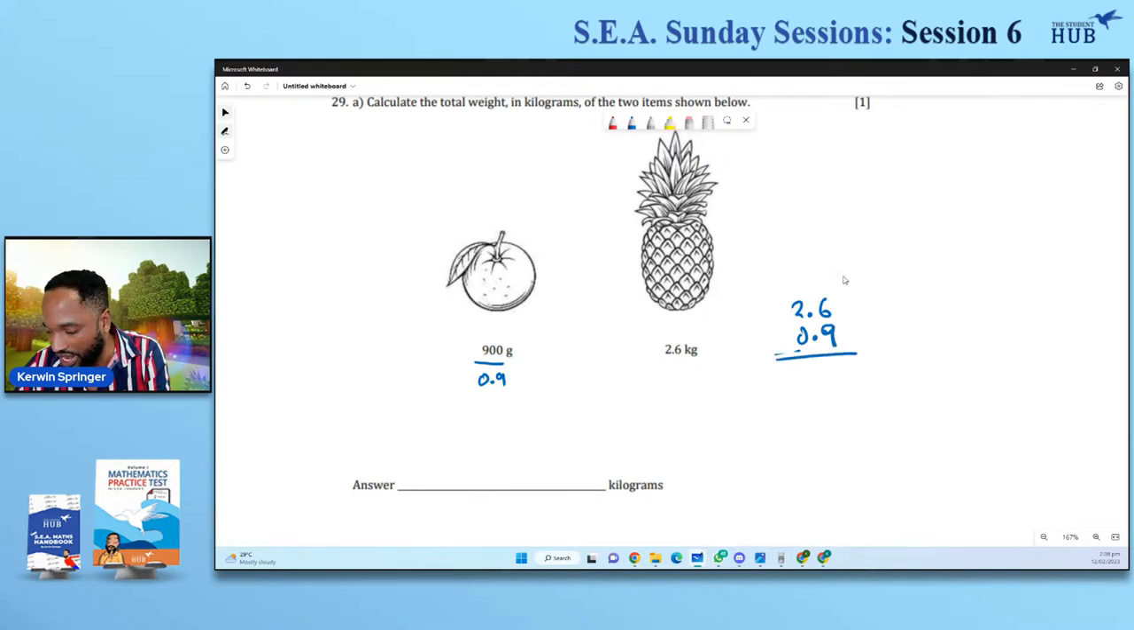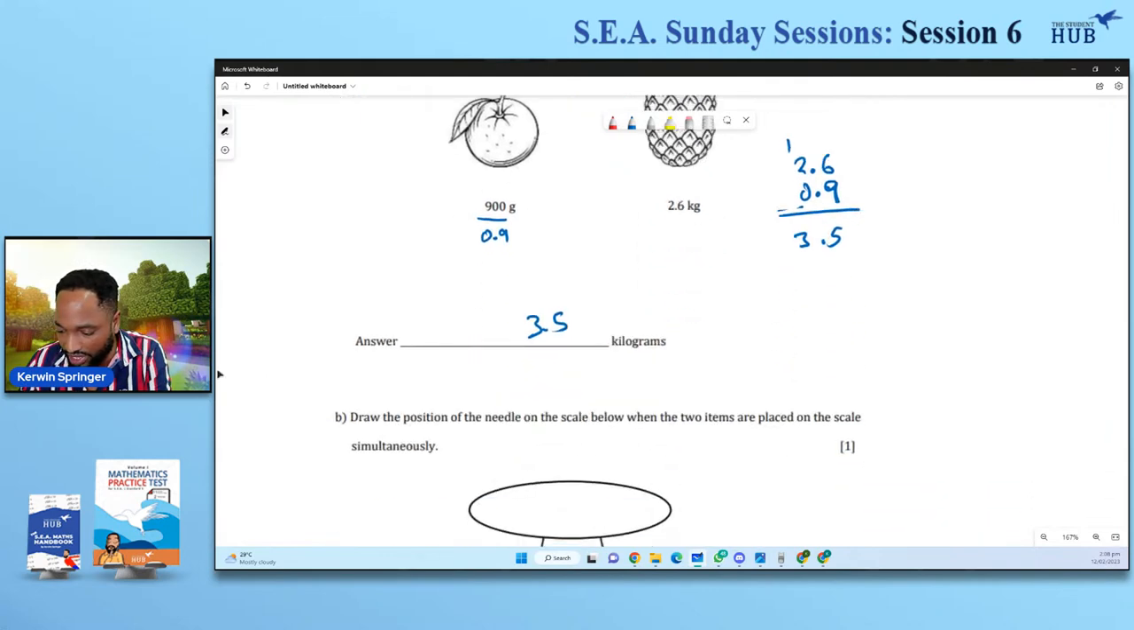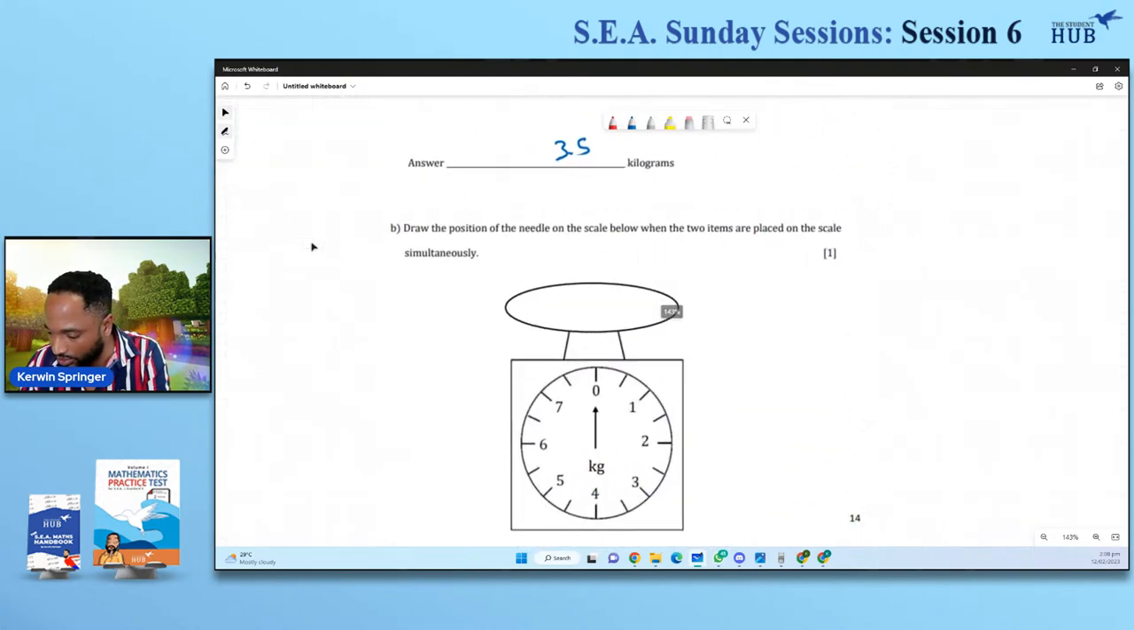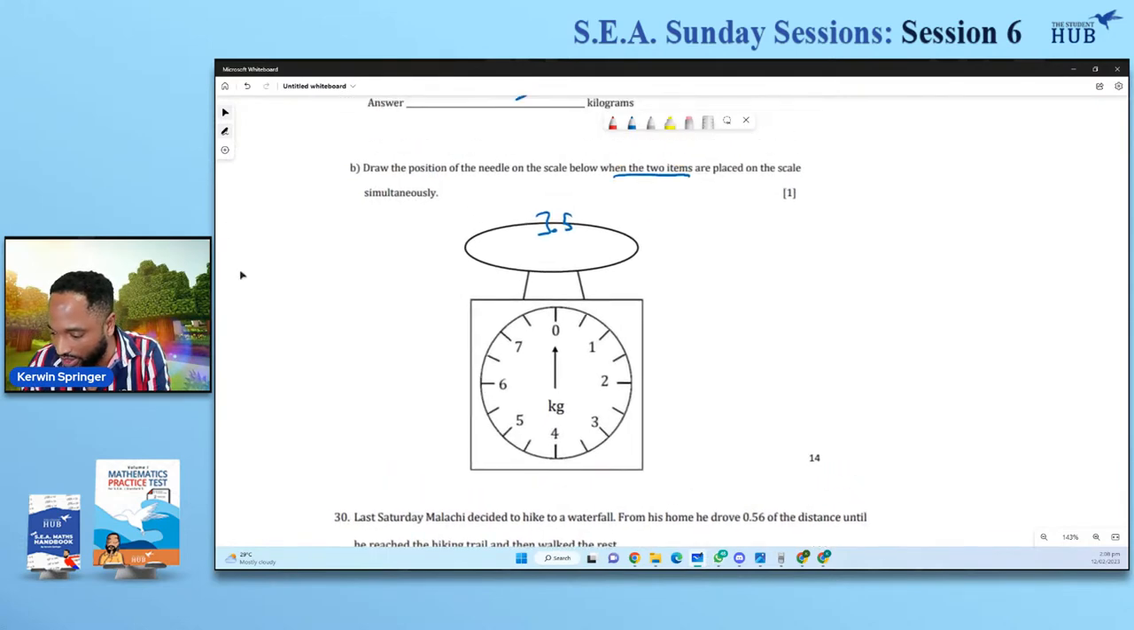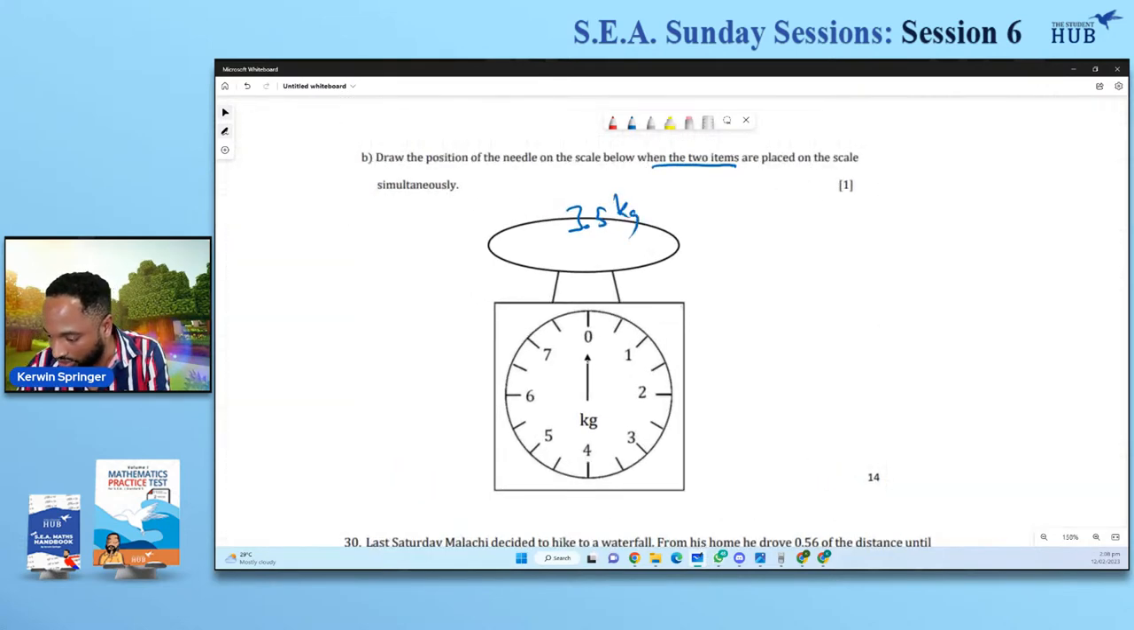And 0.99 and 6 is 15, minus 1, 3.5 kilograms. That one is actually really easy. Draw the position. So we throw it long at 3.5 here. When the 2 items are placed on the scale simultaneously, if we put the 3.5 kilograms there, what happens? The needle started off at 0.